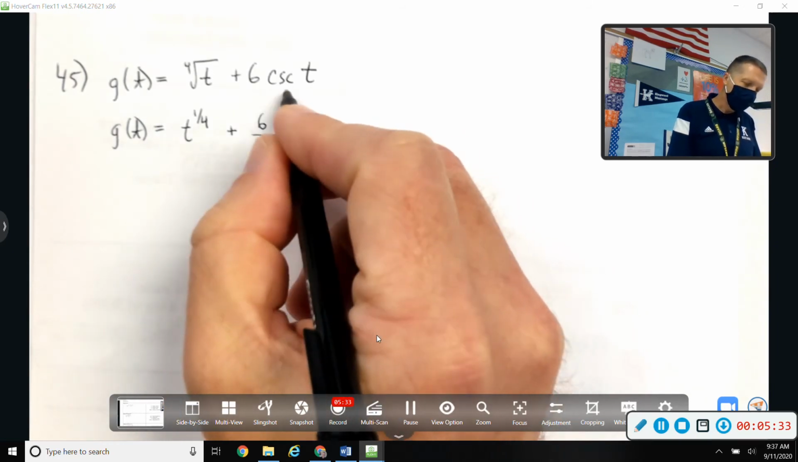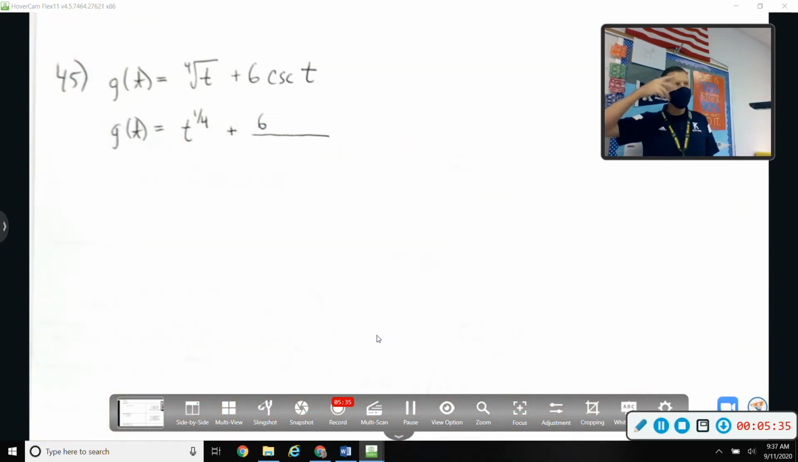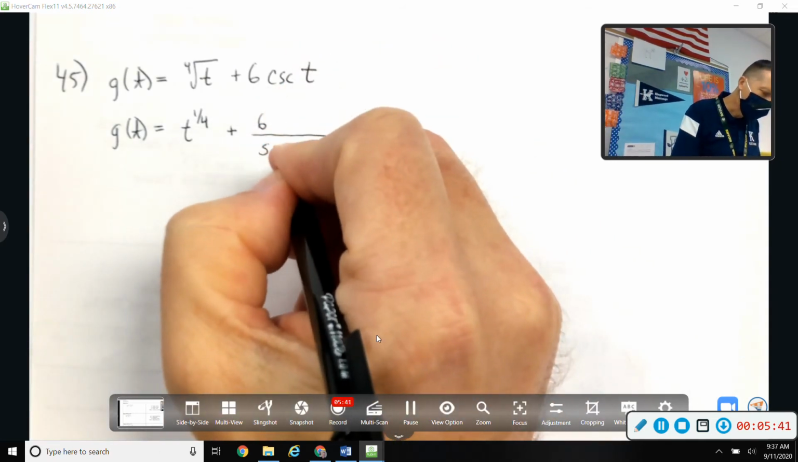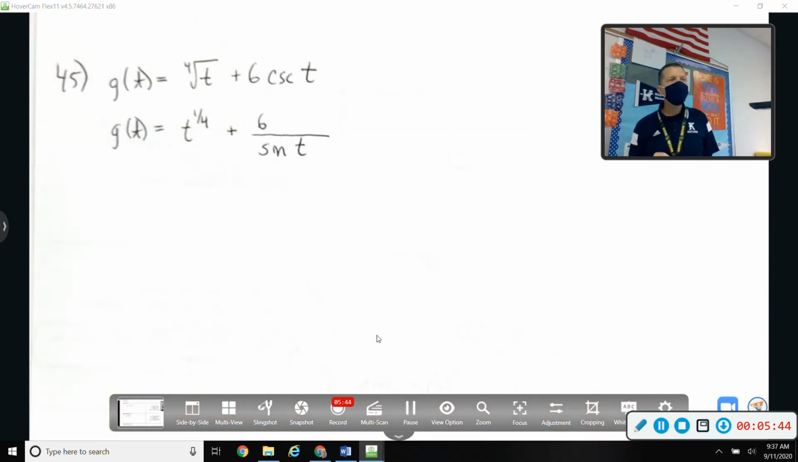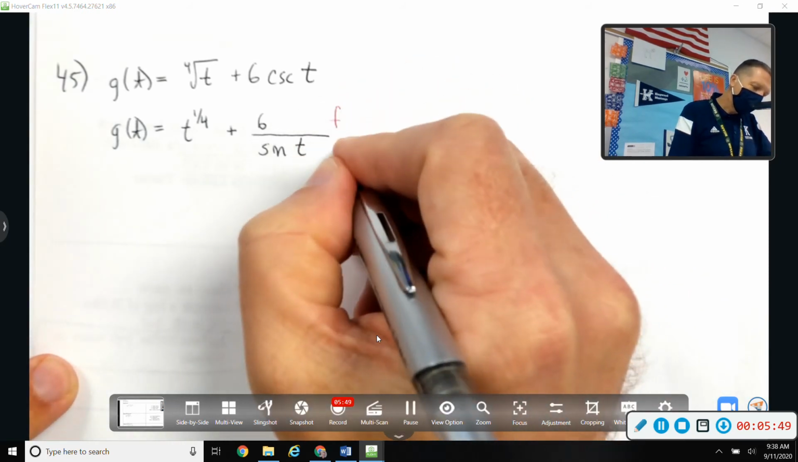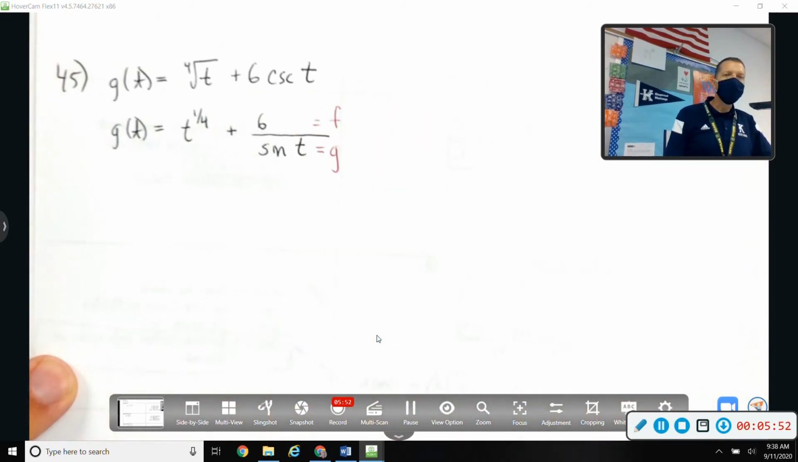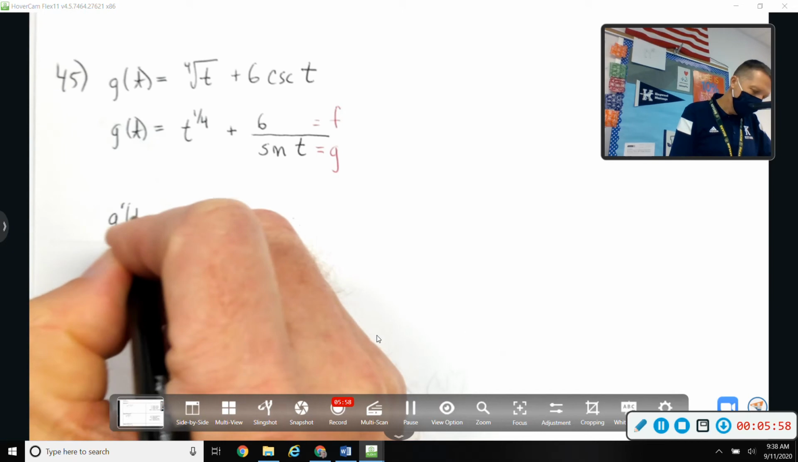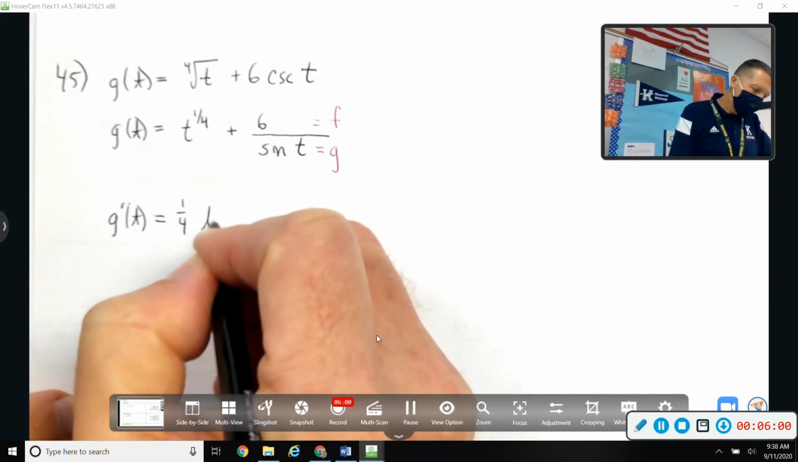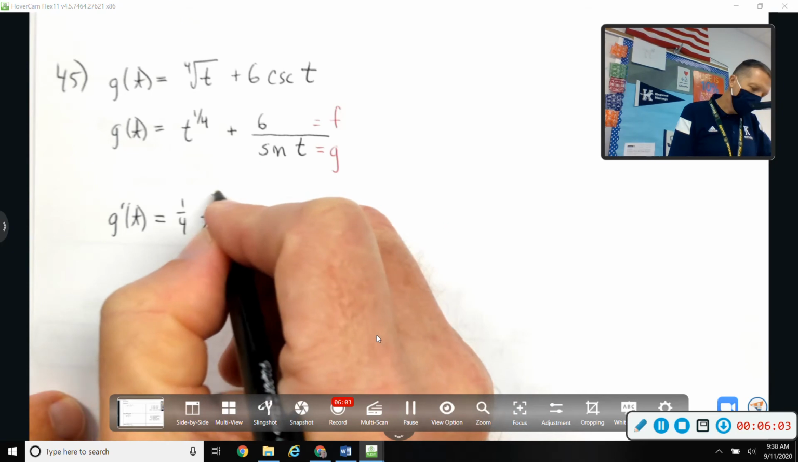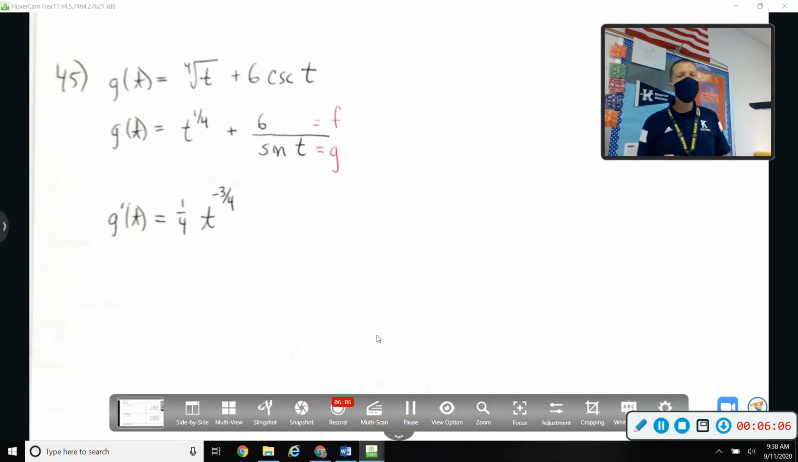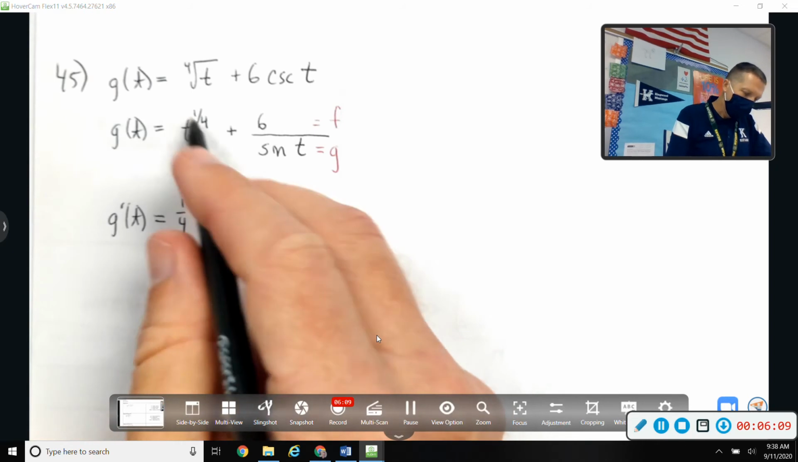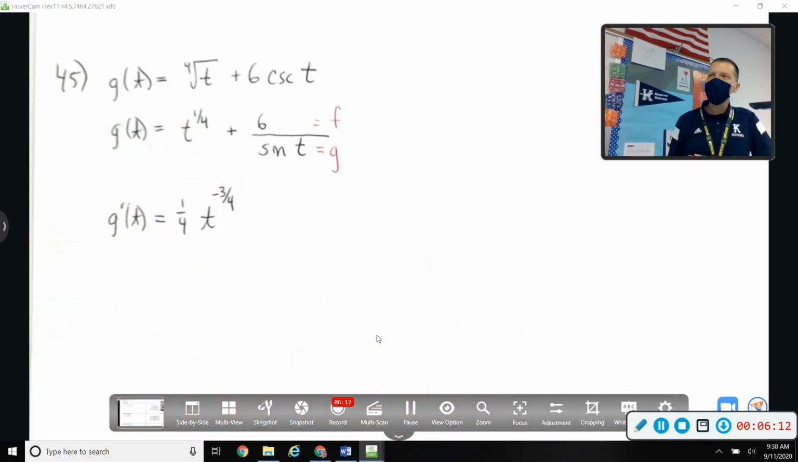But you can get around memorizing the rule that I'll tell you later by doing the quotient rule, because cosecant, who is cosecant's reciprocal partner? Sine. So I could rewrite cosecant as 1 over sine, or 6 over sine in this case. And so now this is set up to be a quotient rule problem, plus a power rule problem. So 1/4 t to the negative 3/4. That's the first one. That was an easy one. We'll clean that up algebra-wise in a minute.